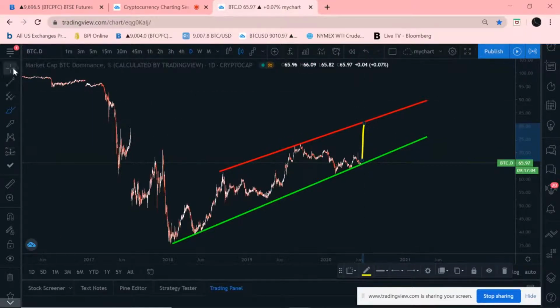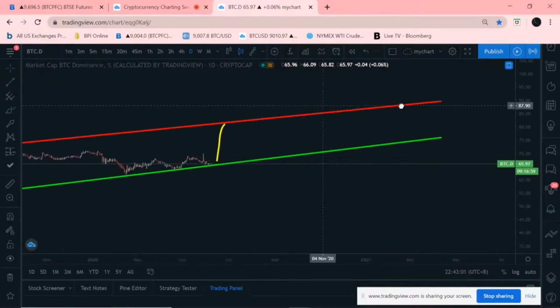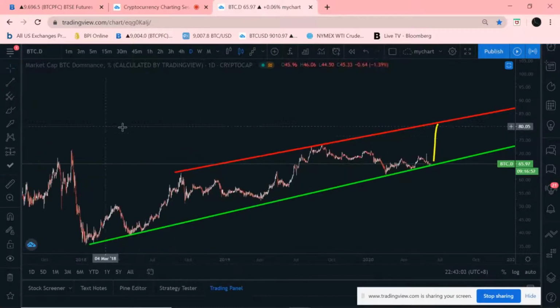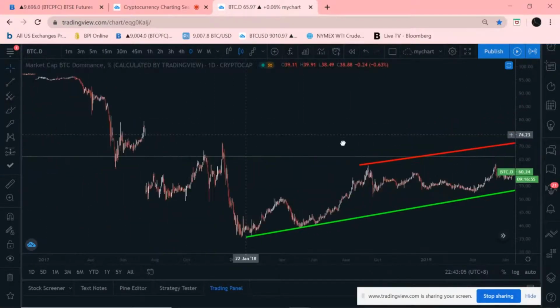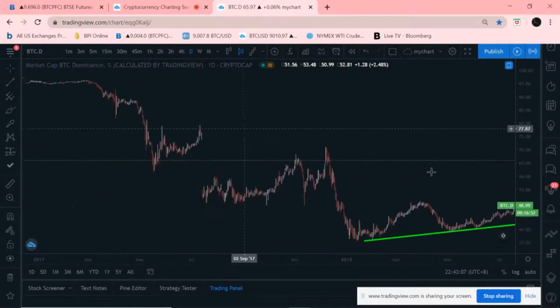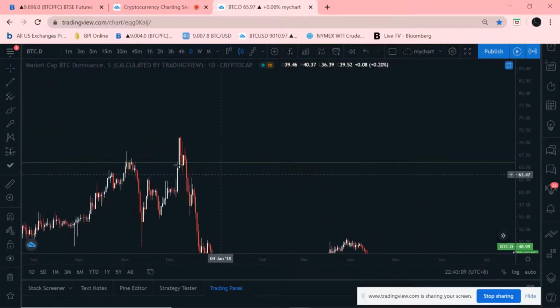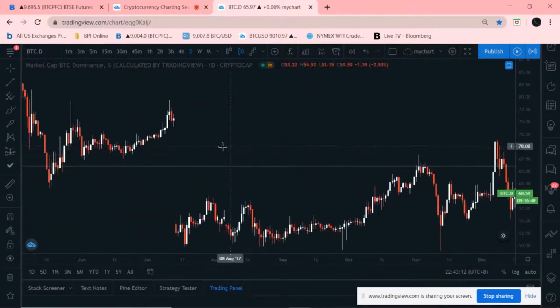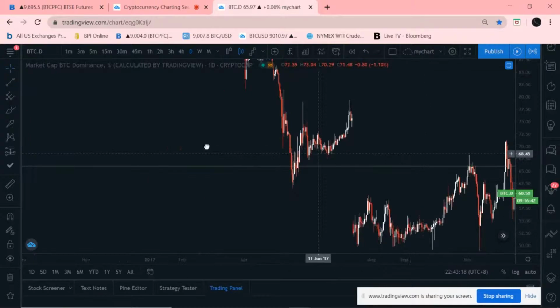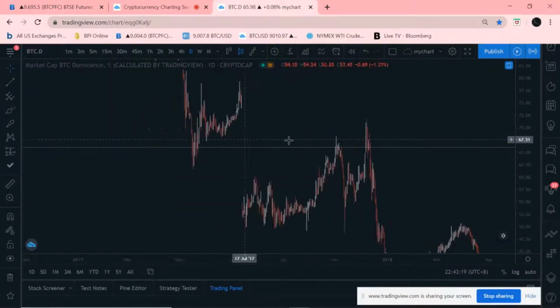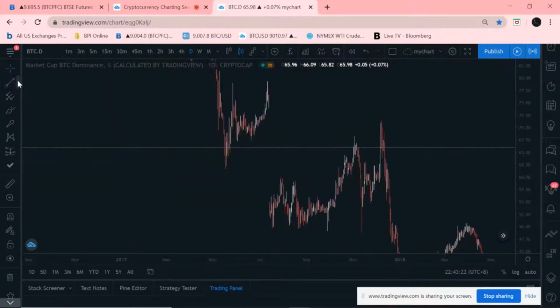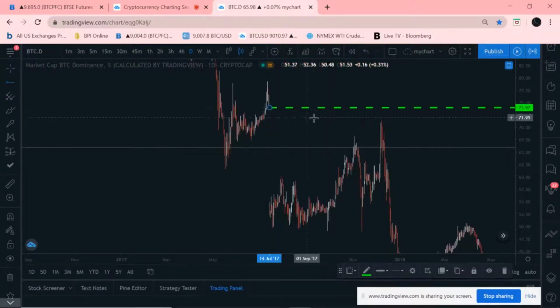resistance line. So now there's also an interesting part that I want to show you, because there's also a gap here that's not yet filled. So that is also a possible catalyst for the dominance to move higher. But when, of course, that's the question.